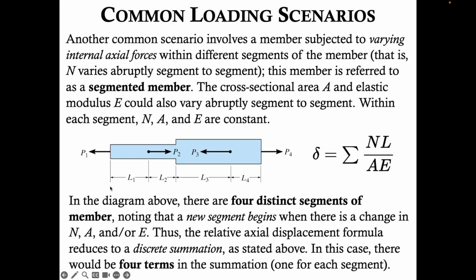So starting on the left side, we have our initial point here. That's going to start segment 1. Moving from left to right, once we encounter a new axial load, a different cross-sectional area, or different elastic modulus, a new segment begins. So we have segment 1. As soon as we encounter load P2, segment 2 begins. Then as soon as we encounter this change in diameter or change in cross-sectional area, a new segment, segment 3, begins. Then we encounter this new axial load here, and thus segment 4 begins till the very end. So we have 4 distinct segments, and therefore 4 terms in this summation.